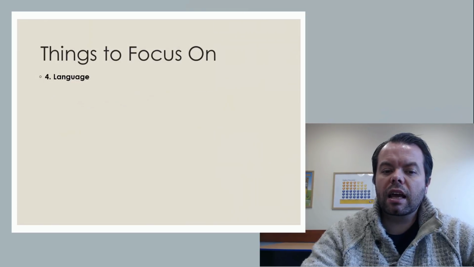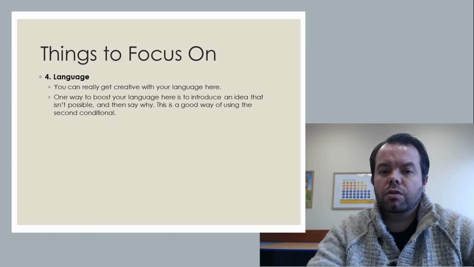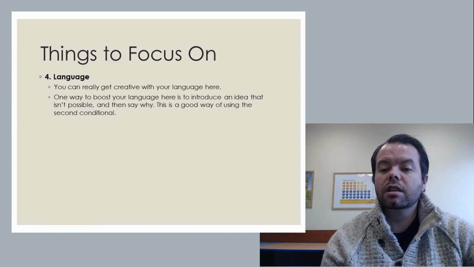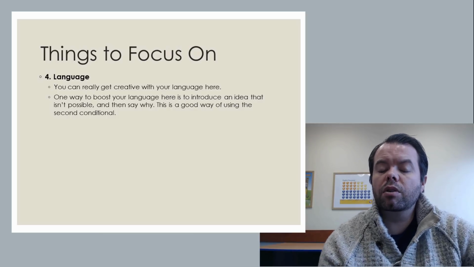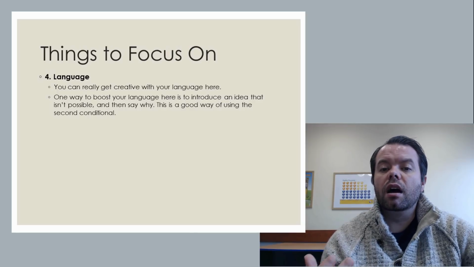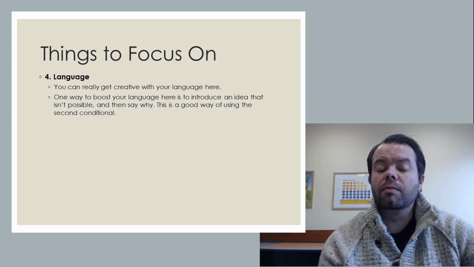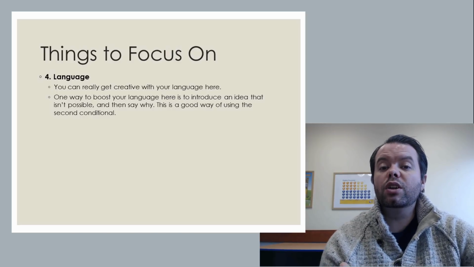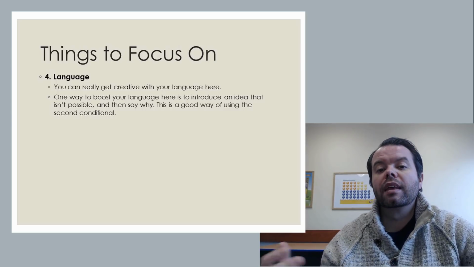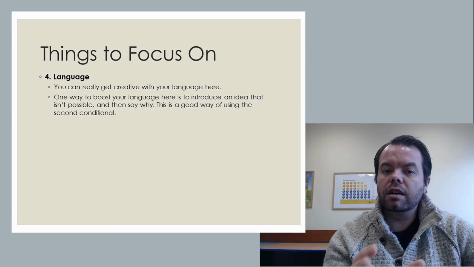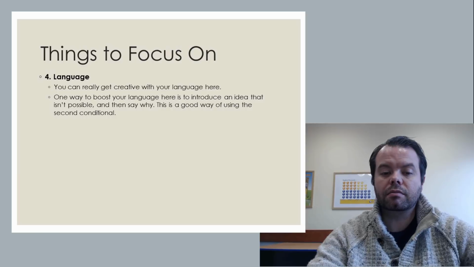And then finally, in terms of the language, you can get really creative here. One way to boost your vocabulary, to boost your language, is to introduce an idea that isn't possible and then say why, and then say what you could do. For example, it's a shame that you didn't come over in the summer. If you had come then, we could have gone to the park. But right now, and so on. So you say something that's unreal or in the past and there's regret. You can use some nice grammar that way.